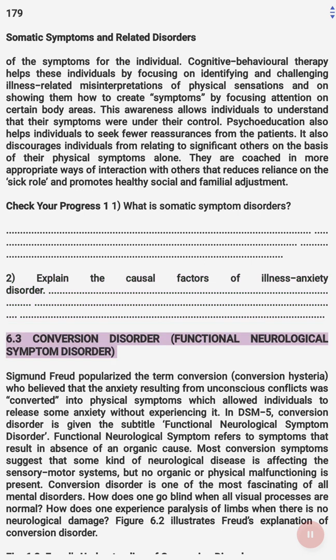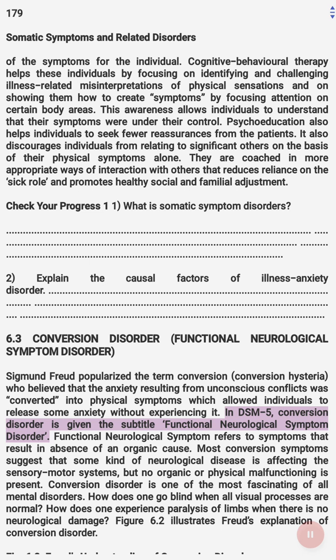6.3 Conversion disorder, functional neurological symptom disorder. Sigmund Freud popularized the term conversion hysteria. He believed that the anxiety resulting from unconscious conflicts was converted into physical symptoms, which allowed individuals to release some anxiety without experiencing it.